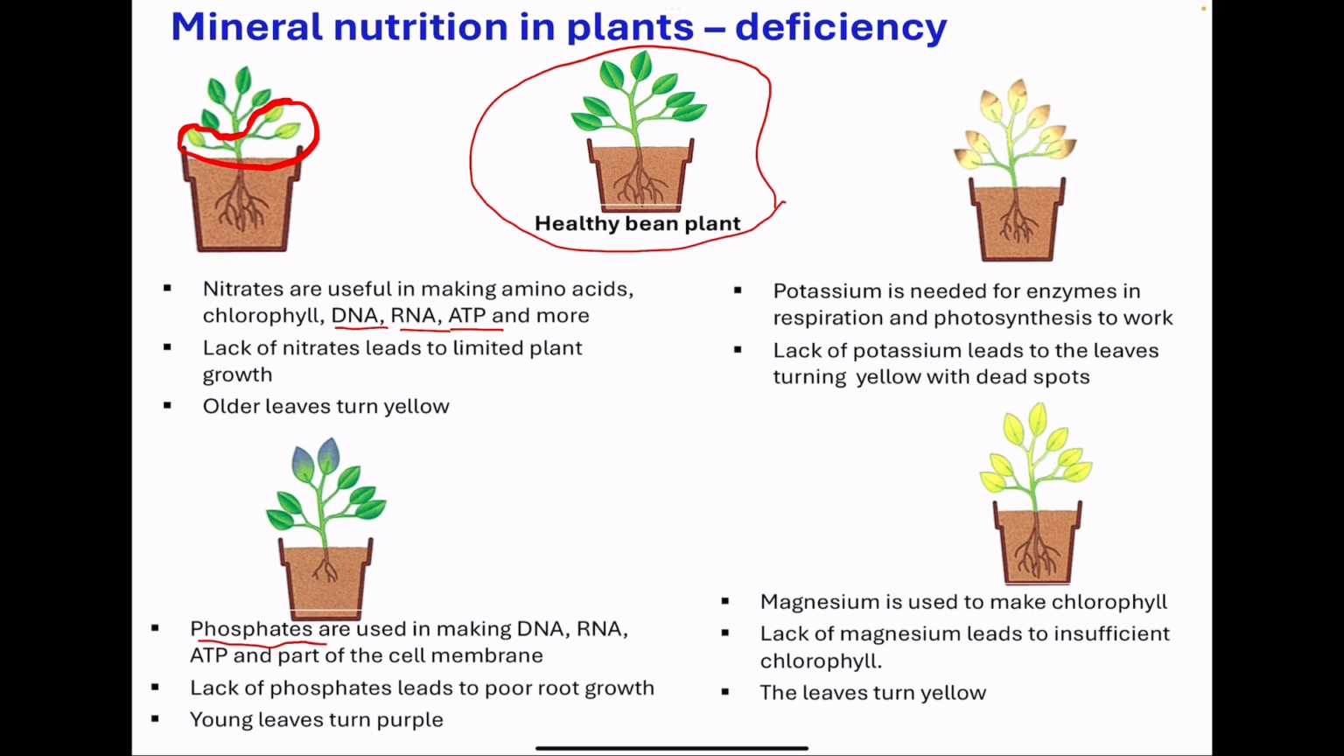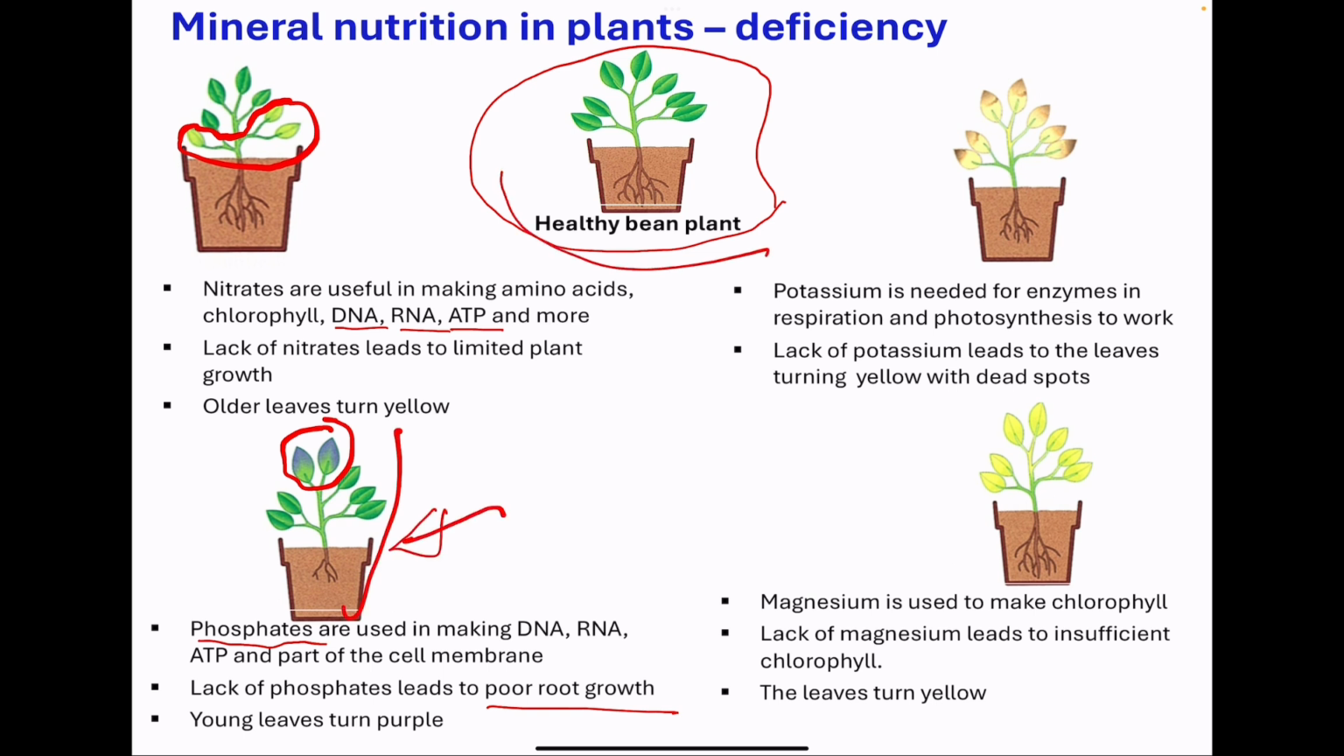Phosphate is used in nucleotides, DNA, RNA, and so on. It's also used in making ATP and is part of the cell membrane. So lack of phosphate is going to lead to poor root growth, and the young leaves are going to turn purple. We can see that here. If you compare this to that, you can see this is not healthy.